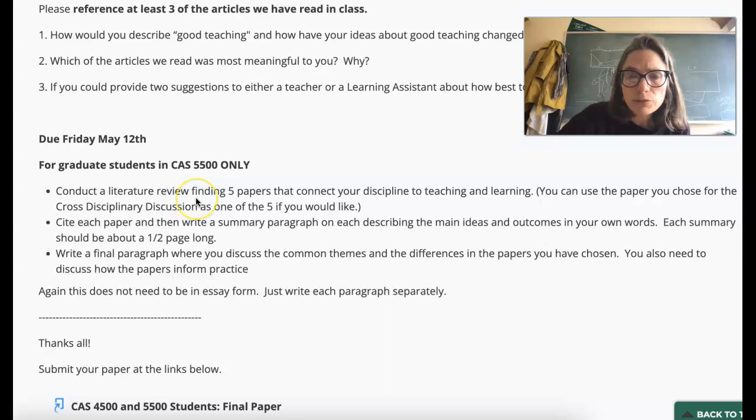You're going to want to conduct a literature review, finding at least 5 papers that connect your discipline to teaching and learning. You can use the paper you chose for the cross-disciplinary discussion as one of the 5 if you'd like to. You're going to cite each paper and then write a 1-paragraph summary describing the main ideas and the outcomes in your own words. Each summary should be about a half a page long. And then you're going to write a final paragraph where you discuss the common themes and differences in the papers you've chosen. You'll also want to discuss how the papers inform teaching practice. Again, this does not need to be an essay form. You can write each paragraph separately. That is fine. And that's going to be the graduate version of the paper.